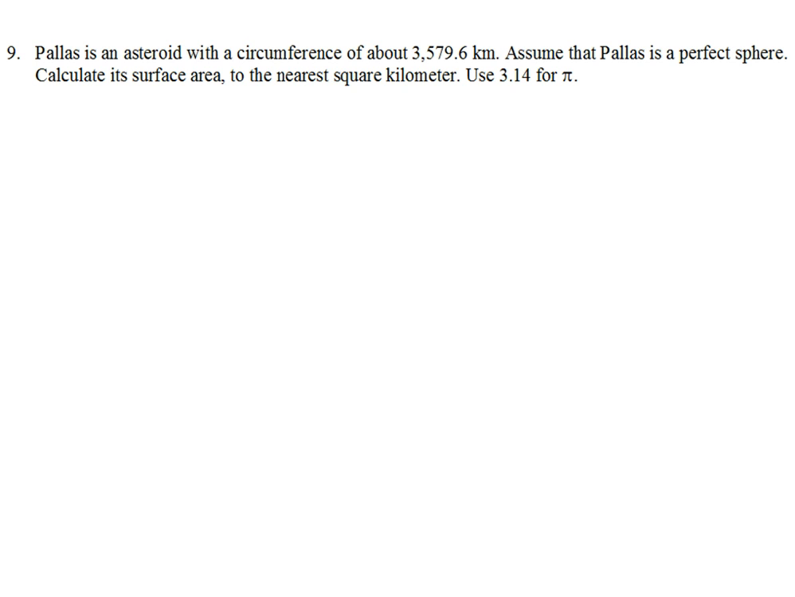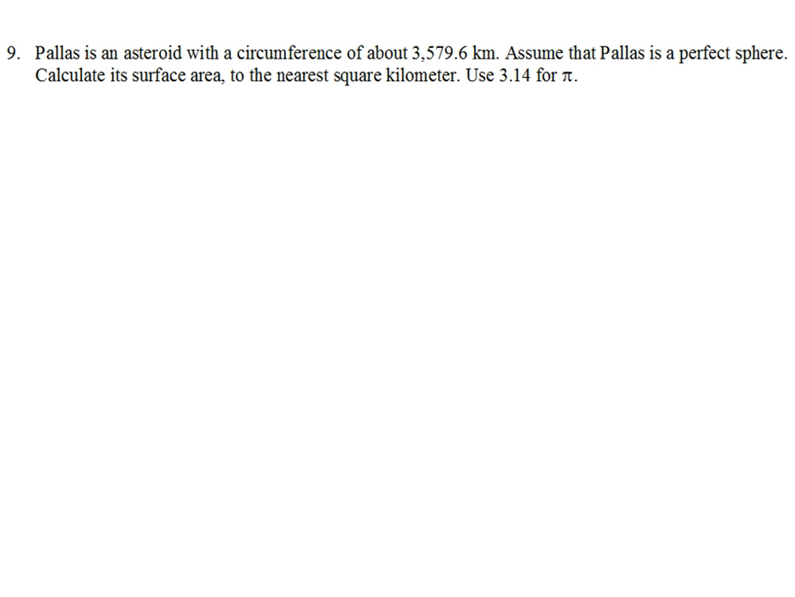Number 9, Pallas is an asteroid with a circumference of about 3,579.6 kilometers. And we're going to assume that Pallas is a perfect sphere. Okay? Perfect sphere. And we're going to calculate its surface area to the nearest square kilometer. And we're going to use 3.14 for pi also here.